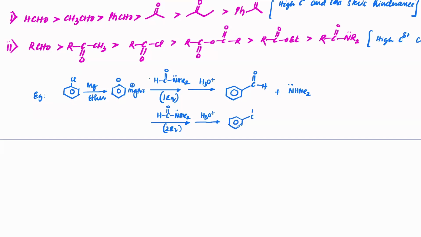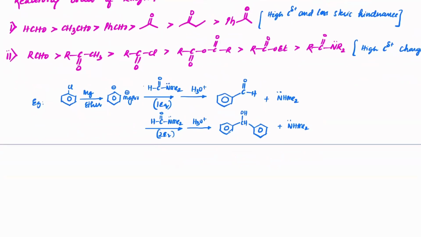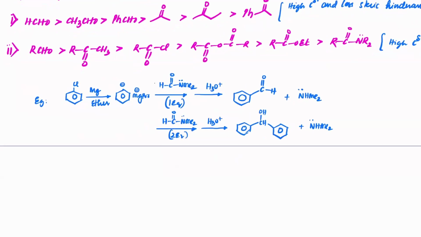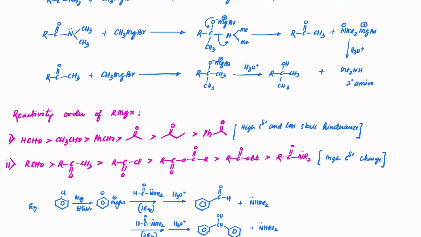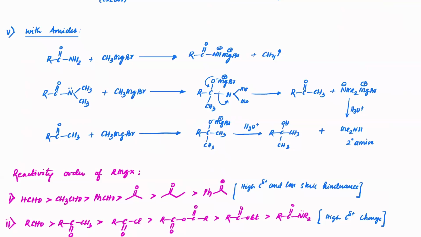In that case, I might end up getting this as C OH and then another benzene ring here with NHMe twice. So if one equivalent, you'll end up at benzaldehyde, two equivalents, you'll end up at this alcoholic form. I guess the reaction is clear.